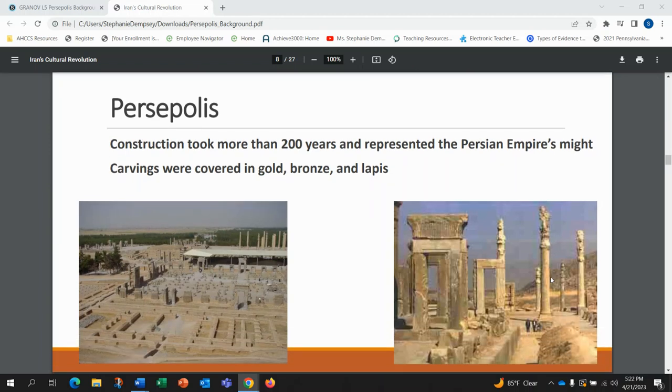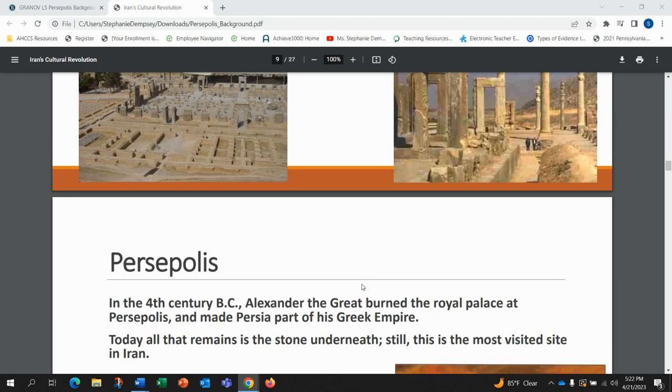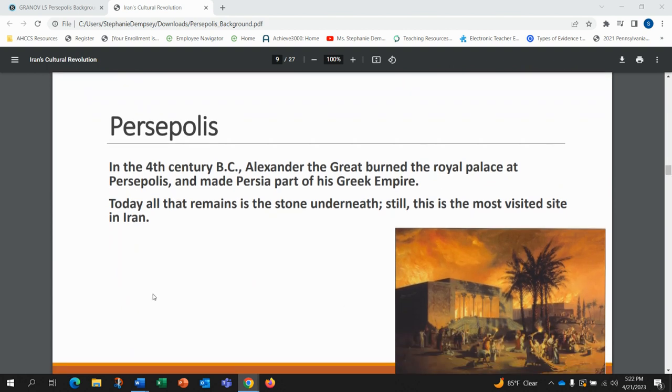Carvings were covered in gold and bronze and lapis. So, as you can see, very monumental, huge, over the top, covered in all this gold and bronze. In the 4th century BC, Alexander the Great burned the royal palace at Persepolis and made Persia part of his Greek Empire. Today, all that remains is the stone underneath. Still, this is the most visited site in Iran.